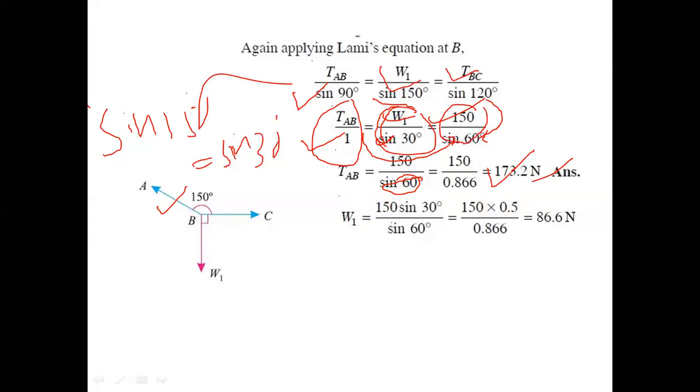Again, we can take these portions. So W1 is equal to 150 into sin 30 divided by sin 60. Sin 30 is equal to 0.5, and sin 60 is equal to 0.866. So W1 is equal to 86.6 newtons.